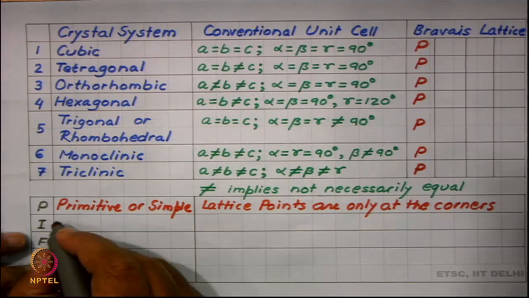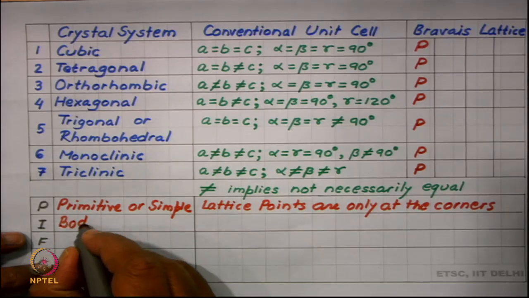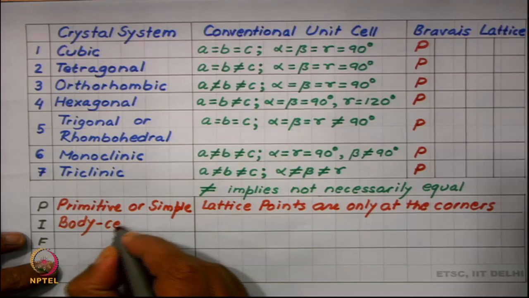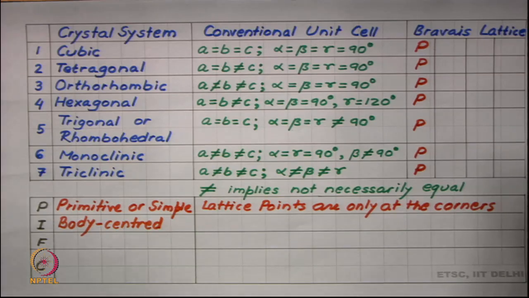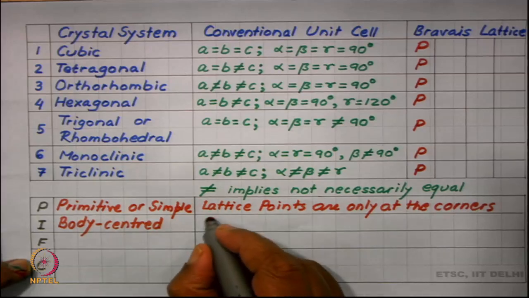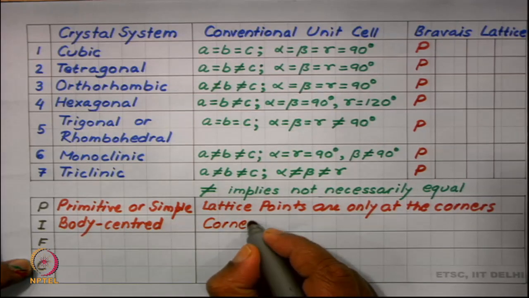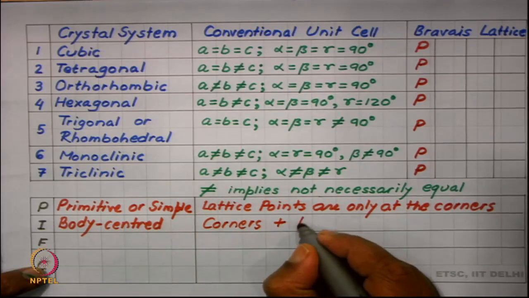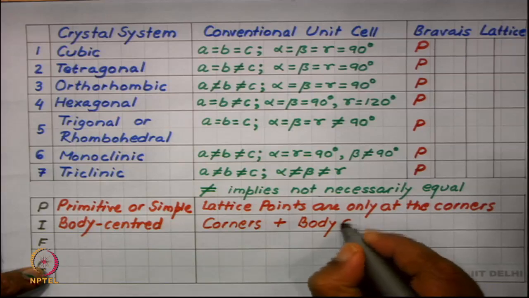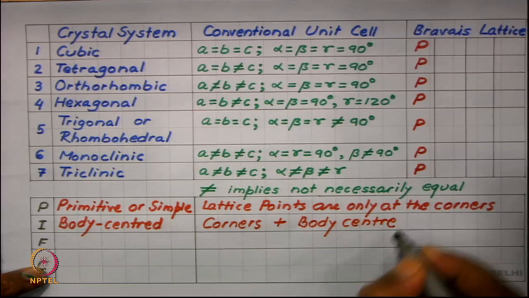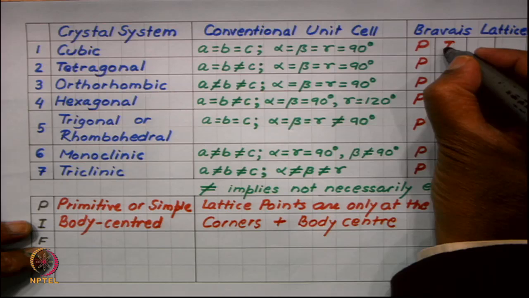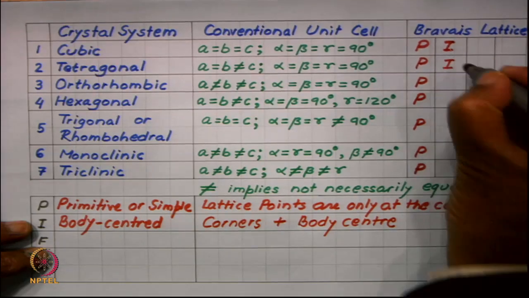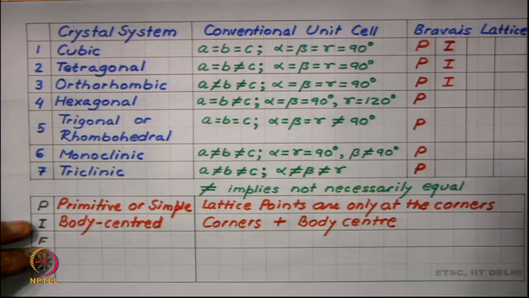The next type is I or body centered. Body centered means lattice points are at corners as well as the body center. This Bravais lattice is present in cubic, tetragonal and orthorhombic. So, we now have 7 plus 3, 10. 4 more Bravais lattices are there.